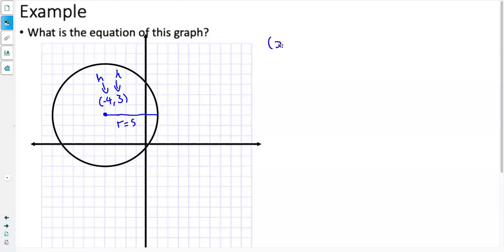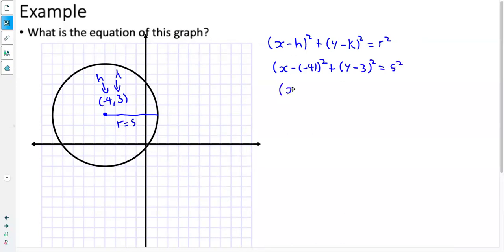Remember that our equation takes the form (x - h)² + (y - k)² = r². So we have (x - (-4))² + (y - 3)² = 5². We'll simplify this a bit. We've got minus a negative, so that becomes positive. So we've got (x + 4)² + (y - 3)² = 25. That would be the equation of this circle.